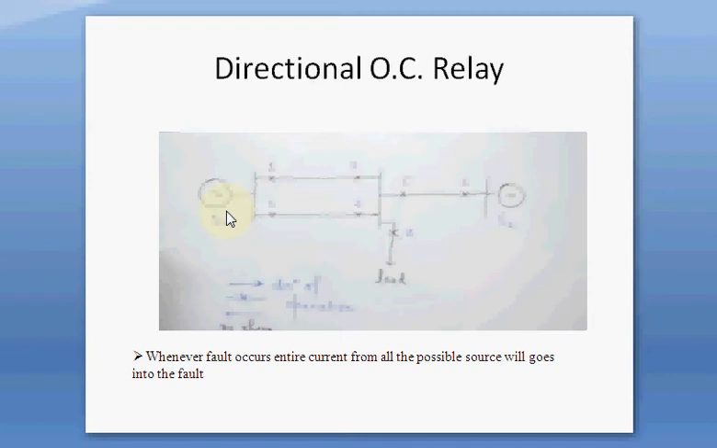So in the previous lecture, we have seen what a directional overcurrent relay is, and we have also seen its construction, its torque equation, and its characteristic. Now we will see its application and its working. Just recalling, what is a directional relay?